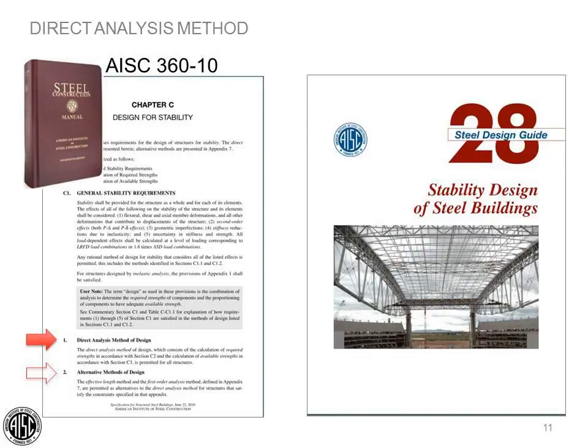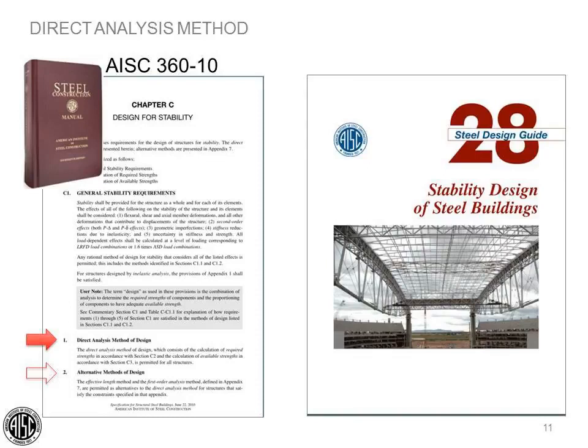The direct analysis method was first introduced into the 2005 specification in Appendix 7 as an alternate method for stability analysis and design. In the 2010 specification, the direct analysis method was moved to Chapter C and is now the primary method of stability analysis and design. The effective length method and first order analysis methods are still permitted as alternatives to the direct analysis method, but their use is limited and they have been moved back to Appendix 7.